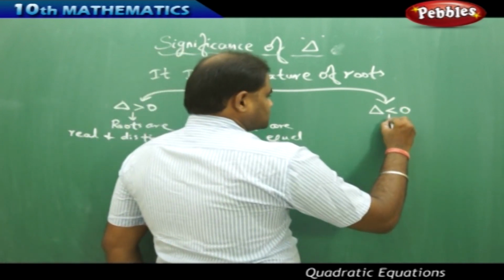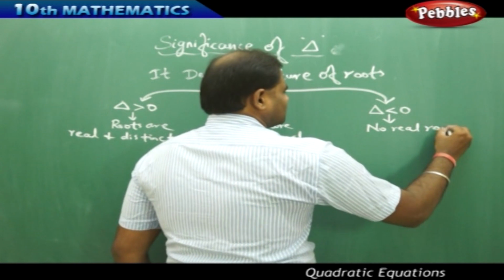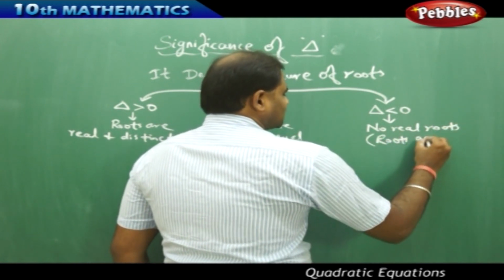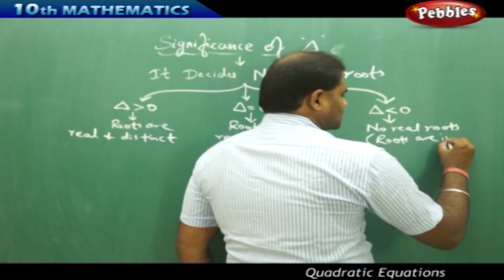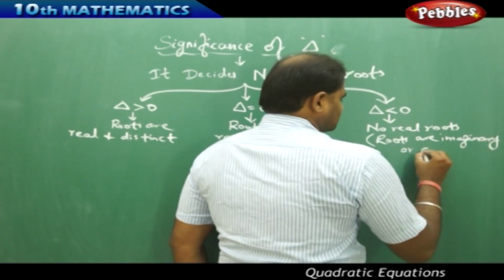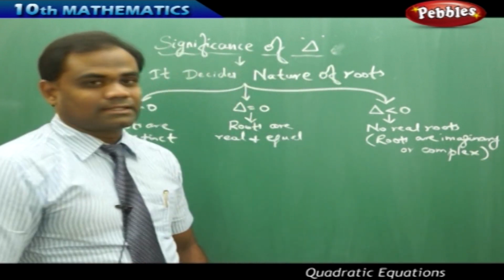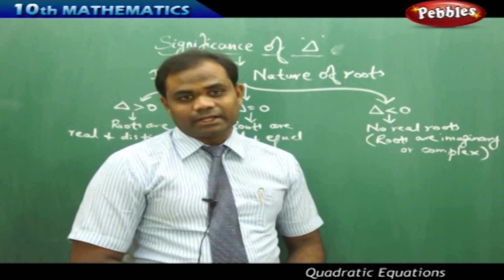Now when delta is less than 0, there are no real roots. That is, we say that the roots are imaginary or complex. This is how we understand the three different cases of delta.